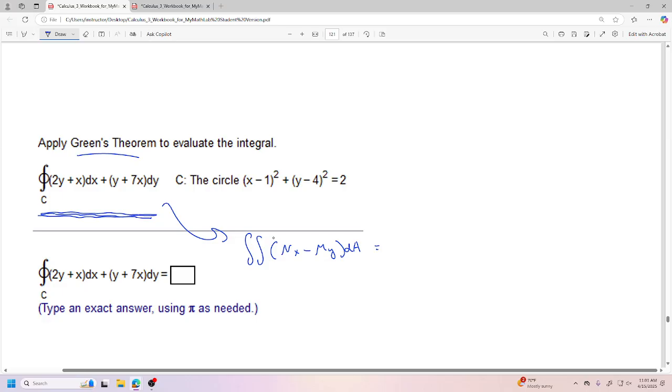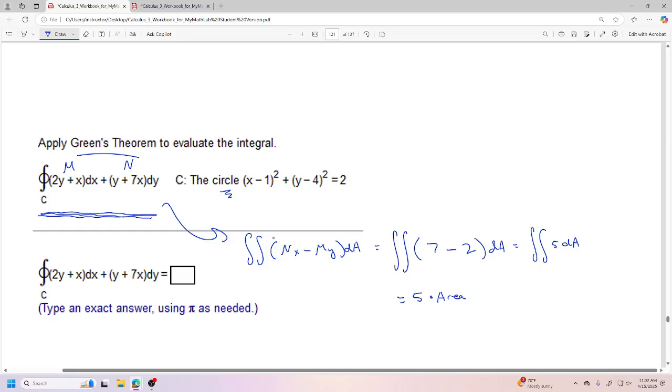If I do this the long way, you're going to yell at me again. So I'm going to do it the short way, which is good. So this was M, this is N. So what's my derivative in terms of x? Just a 7. And minus this one. Thank you. So now I have a double integral of 5 dA. It's wanting 5 times the area. And oh, look, it's a circle. Oh, look how nice.